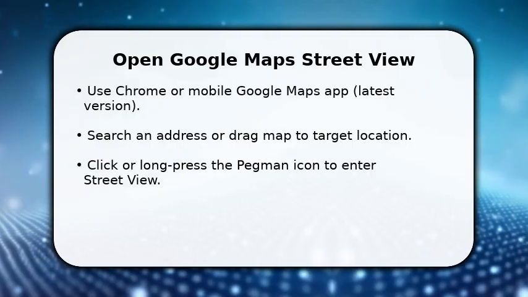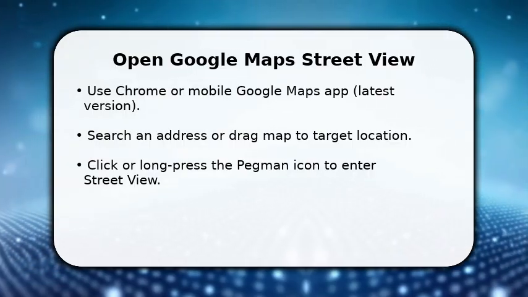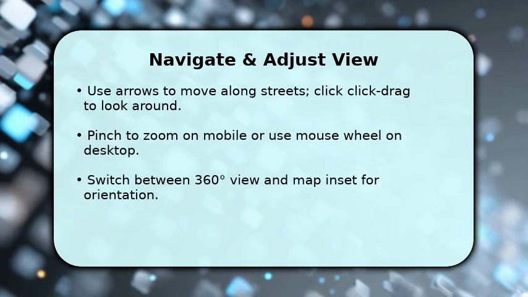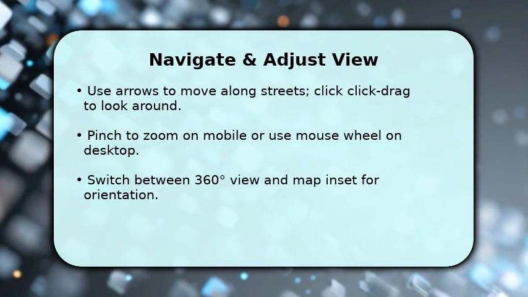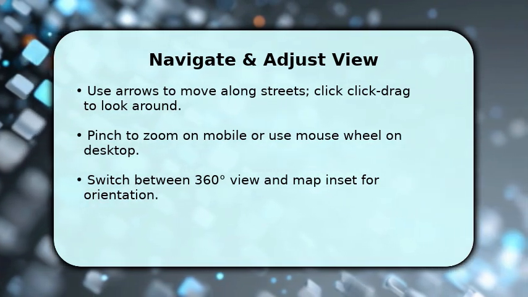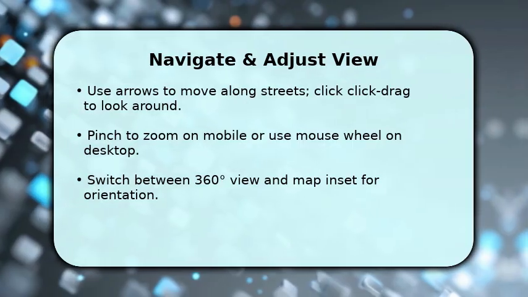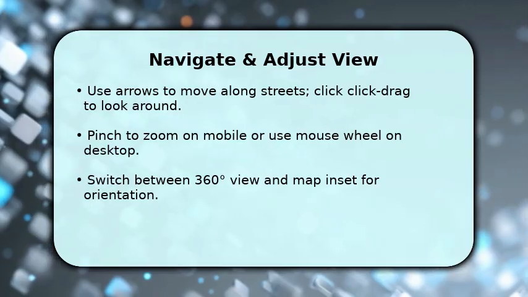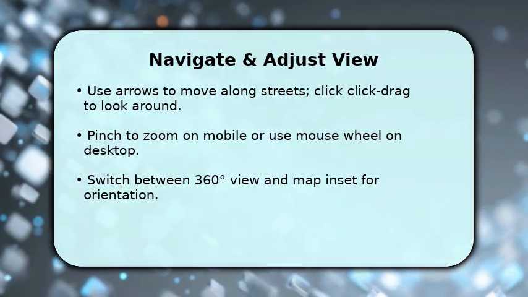Notice the navigation arrows and the small inset map that confirm your position and orientation. Once inside Street View, navigate by clicking the white arrows to move along the street or tap the screen on mobile. Make sure to click and drag or swipe to pan the full 360 degrees. This helps you inspect building details and signage.